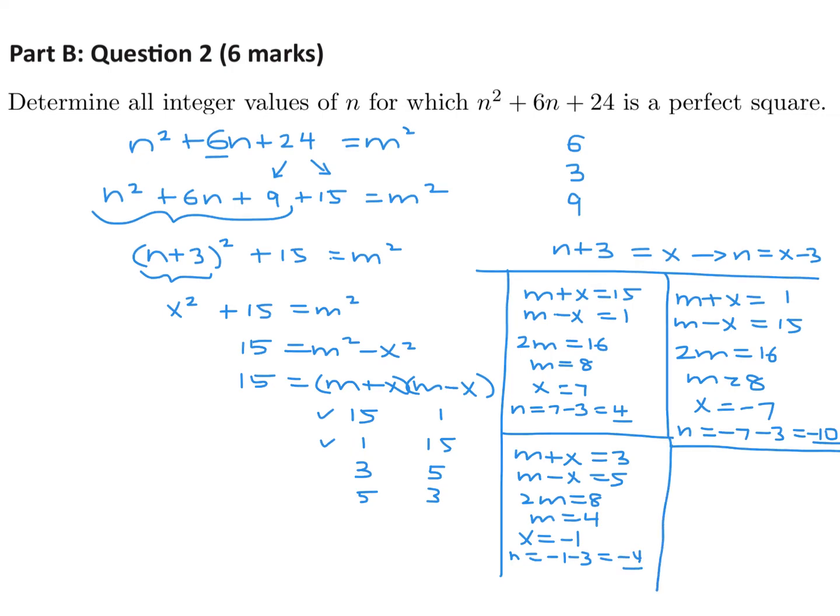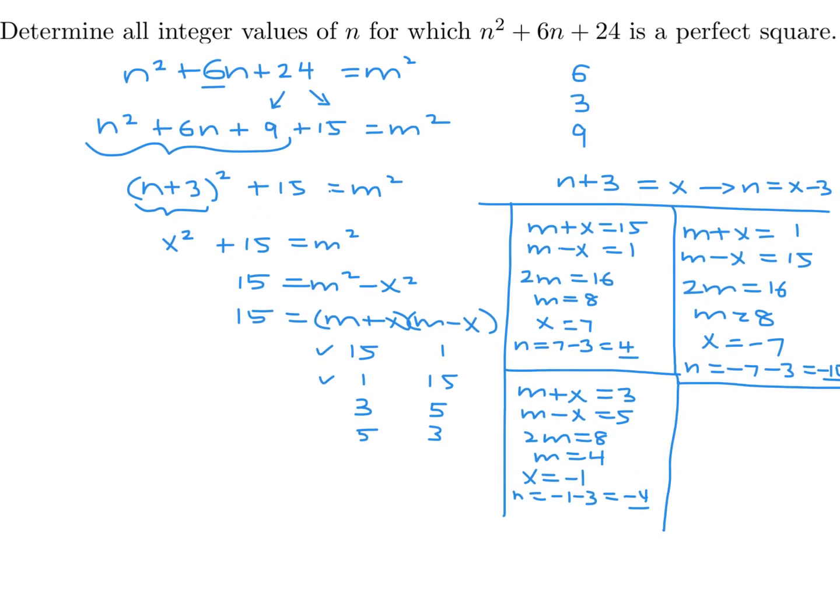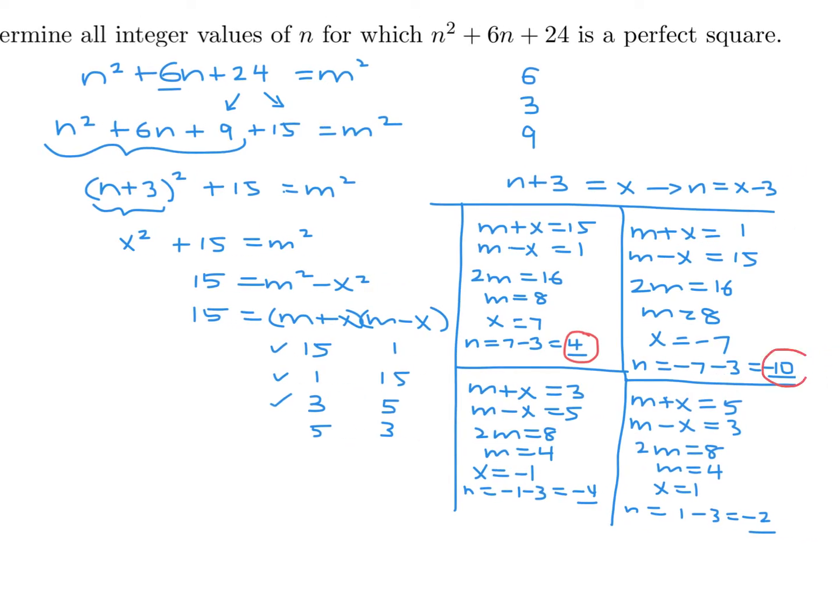Okay, and then we got one more to do, and that would be the last one, which is m plus x is 5, and m minus x is 3. So when you add these two, you get 2m is 8, and therefore m is 4, and substitute m equals 4, and we get x equals 1. So n is 1 minus 3, which is negative 2. So there we go. Those are my 4 values for n. n equals 4, minus 10, minus 2, and minus 4.